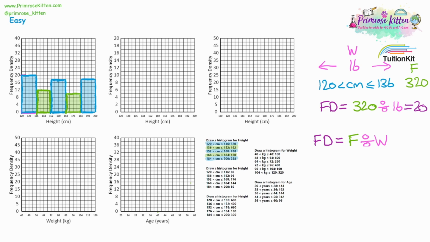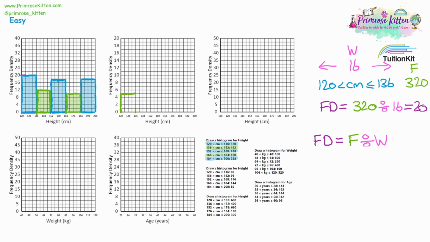So again, we're going to have a look at the widths of the bars. So firstly, from 120 to 136, we're going to have a width of 16. And what we need to do is divide the frequencies by that width to get the frequency density. So if 80 people are in that height range and the width is 16, we do 80 divided by 16, and that's going to give us 5. And 5 is in between 4 and 6.